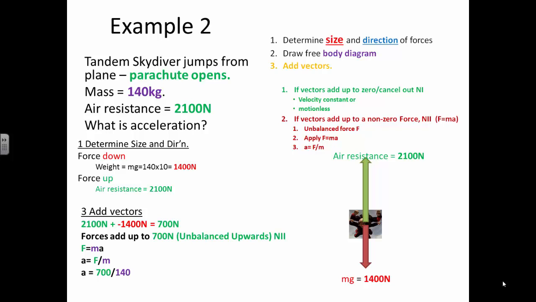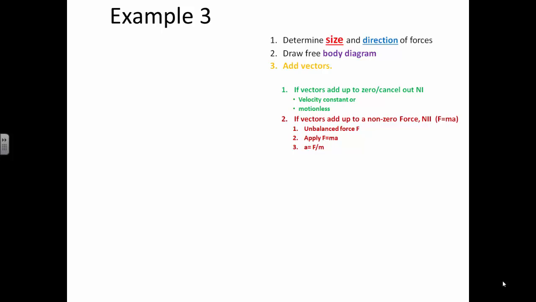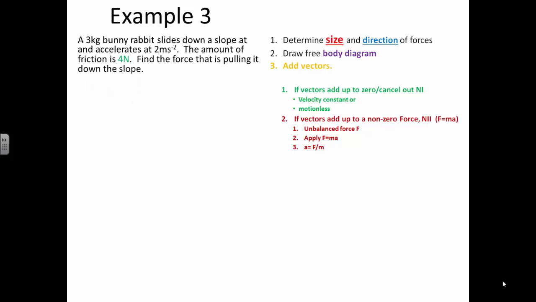And we have the acceleration is equal to 5 meters per second squared. Example 3. We have a 3 kilogram bunny rabbit who slides down a slope and accelerates at 2 meters per second squared. The amount of friction is 4 newtons. Find the force that is pulling it down the slope.